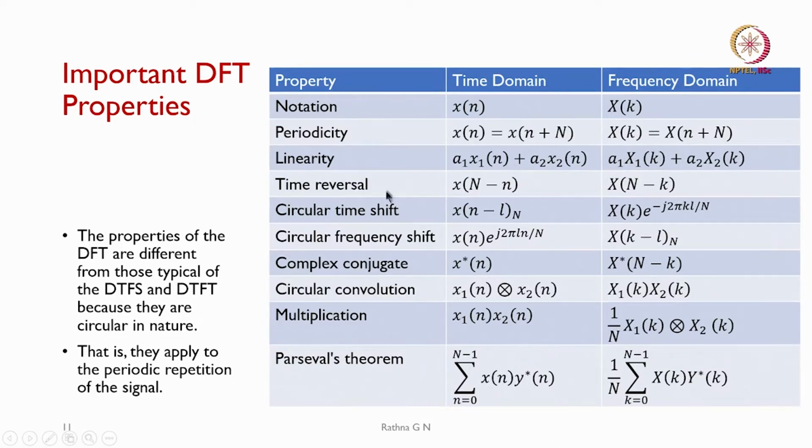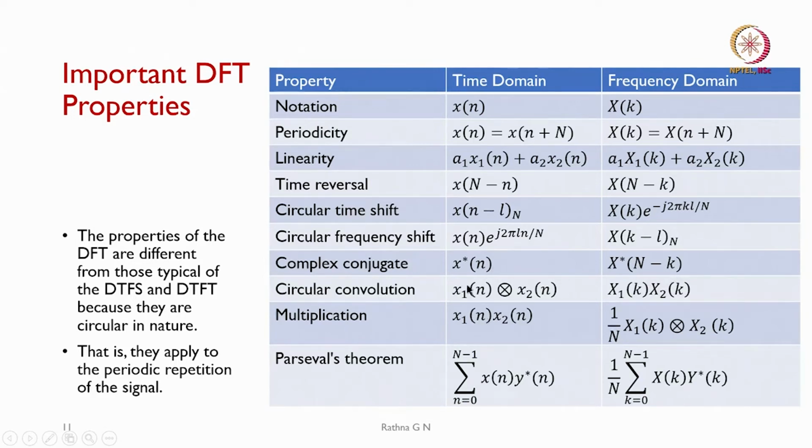So, you can have the time reversal in the time domain. In the frequency domain, it is with respect to k that you are going to get the time reversal. Then you can have the circular time shift with respect to n, which is going to be reflected in your frequency domain as X of k into e power minus j 2 pi k L divided by N. Okay. And for the complex conjugate, x conjugate of n is nothing but X conjugate of the delayed function, that is N minus k.